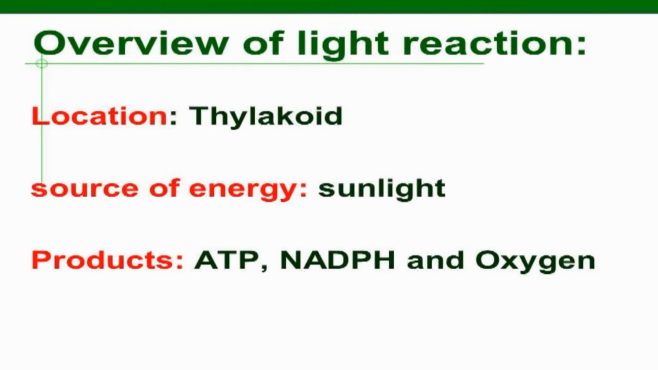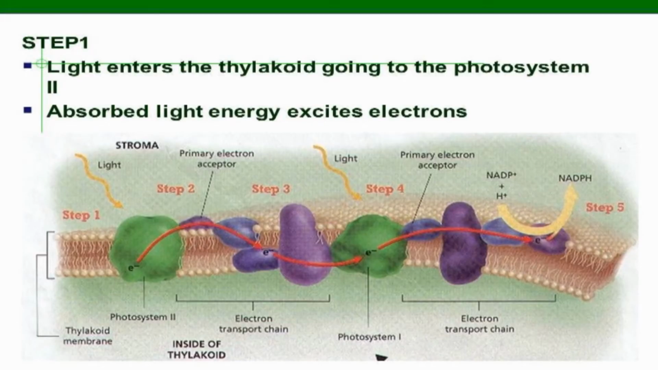Let's proceed to the light reaction phase. I know it's too technical, but I'll try my best to simplify it. Now, imagine that the light energy enters the leaves of plants, going to the chloroplast, and as it reaches the chloroplast, it's going directly to the thylakoid.